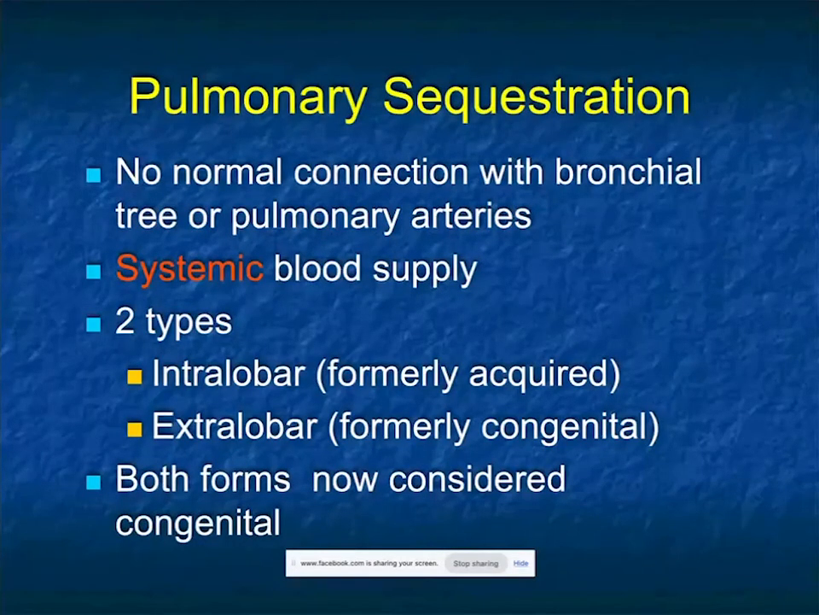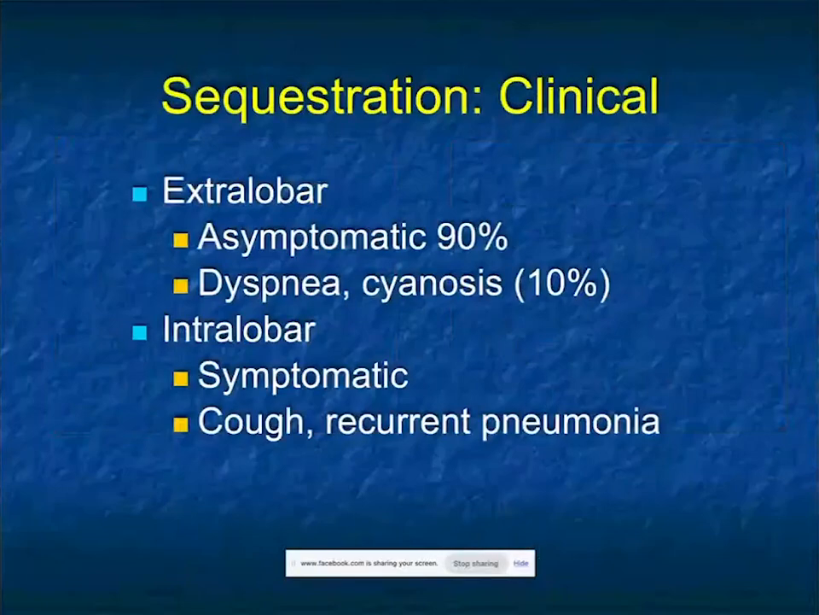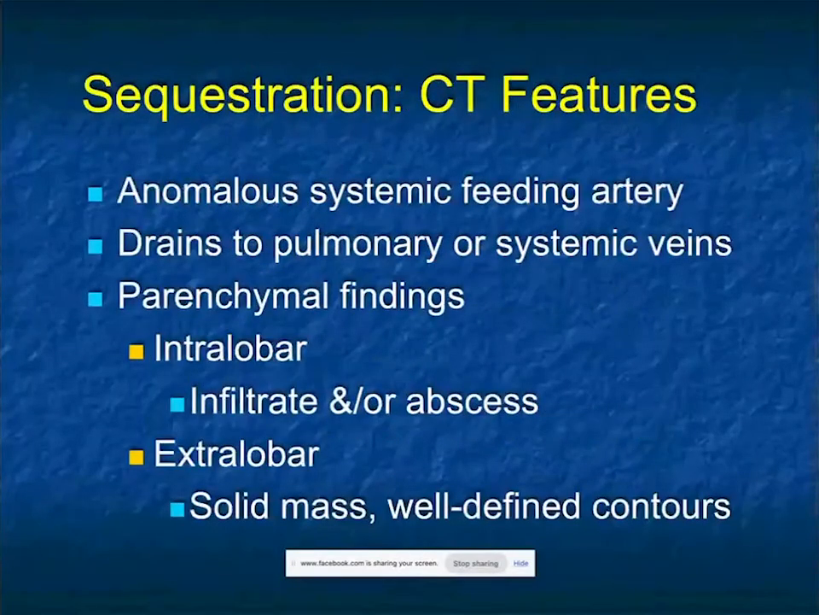Systemic blood supply is critical, typically defined as intralobar and extralobar. They're considered congenital. The extralobar has its own pleura, typically in neonates, typically on left side, and the intralobar shared pleura, more common in adults, again left side more common. Systemic arterial supply and pulmonary venous drainage. Extralobar is usually asymptomatic, which is why it presents in adults. Intralobar is more symptomatic, so it will present earlier in life.